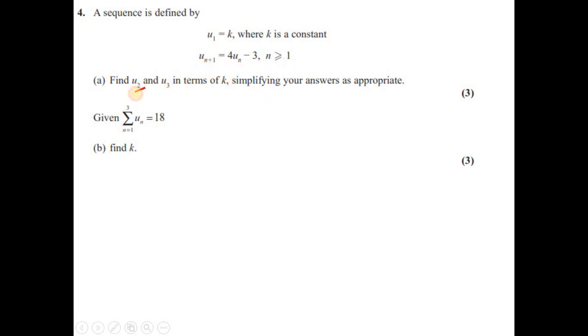Now if you need to find u2, that means you need to substitute n is equal to 1, because un plus 1, if you put n equal to 1, becomes u2. So for n is equal to 1, you have u1 plus 1 is equal to 4 times u1 minus 3. That means u2 is equal to 4 times k, because u1 is given as k, minus 3. So this is your u2.